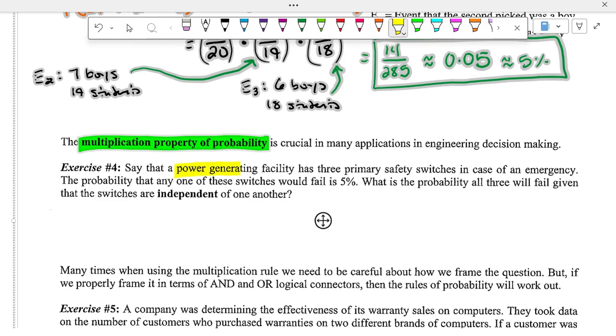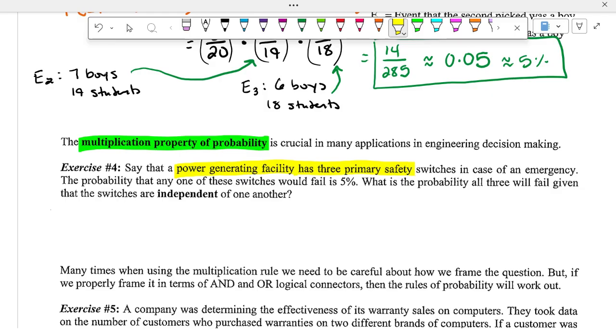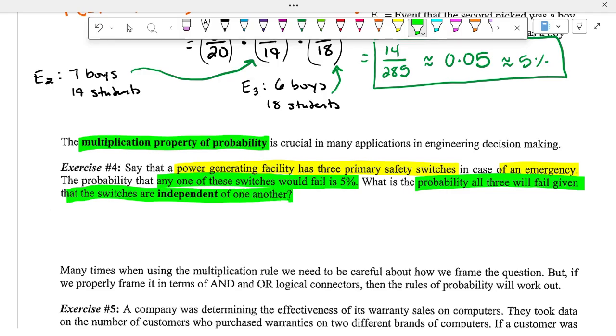Say that a power generating facility has 3 primary safety switches in case of an emergency. The probability that any one of these switches would fail is 5%. What is the probability that all 3 will fail, given the switches are independent of one another? Meaning that if one of them fails, it's not going to cause the other 2 to fail. So we know for a fact that they're independent, so we don't have to worry about the without replacement thing. Without replacement automatically means it's not independent.